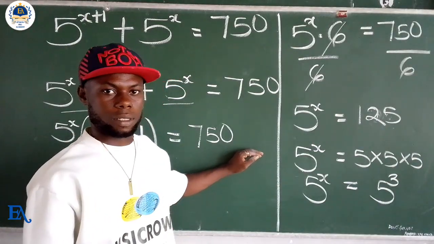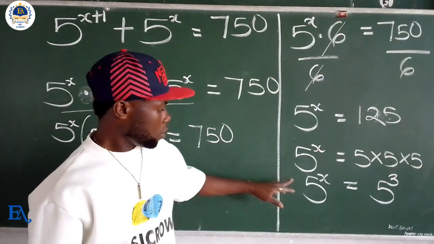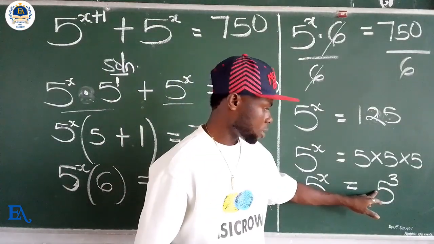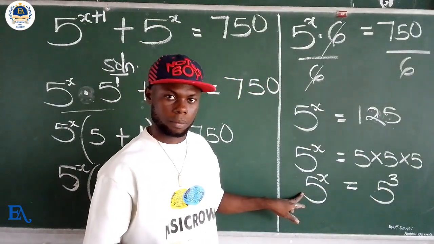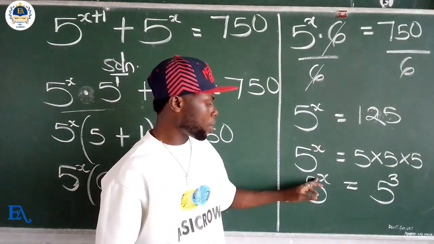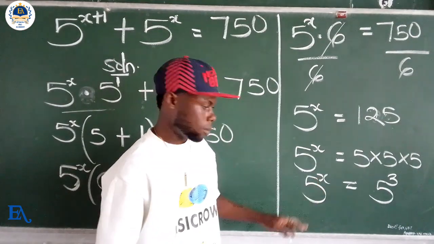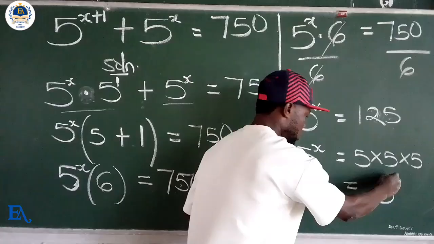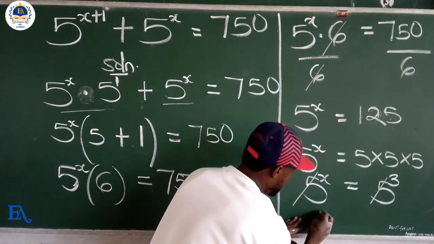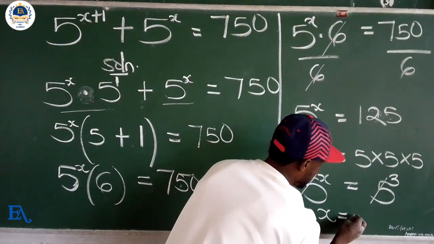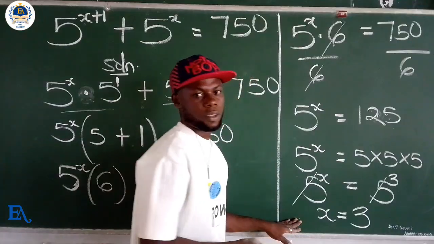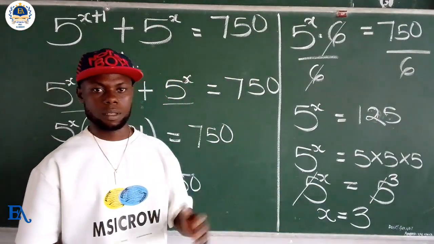By comparison, since the bases are the same, the powers must be the same. So 5 cancels 5, and we are left with x is equal to 3. Therefore, the final result is x is equal to 3.